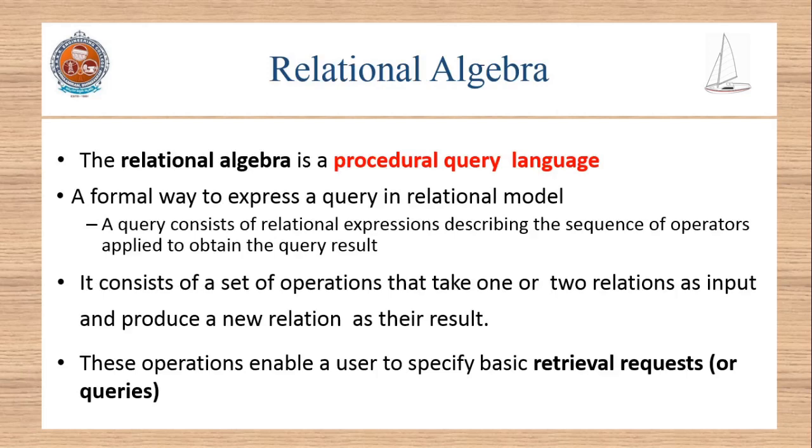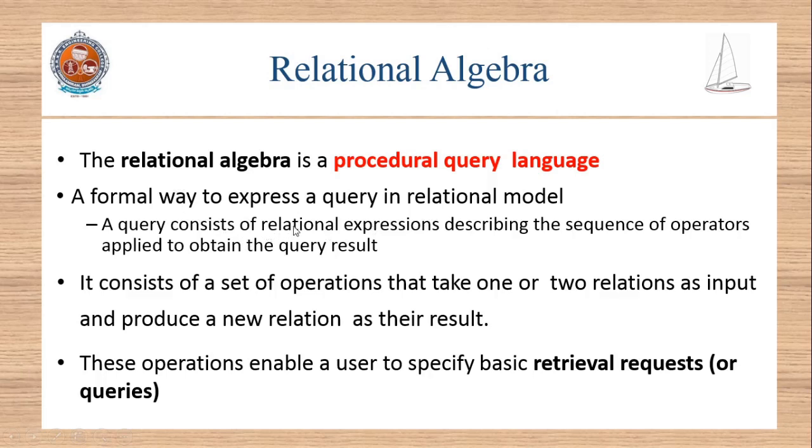Coming to relational algebra, it is a procedural query language. A procedural query language is a language in which the user is going to give the instructions for what is the data he wants, and also he is going to instruct how the data must be retrieved. So when a user is going to specify these two, that is what is the data and how it must be retrieved, then it is called a procedural query language. It is a formal way to express a query in the relational model.